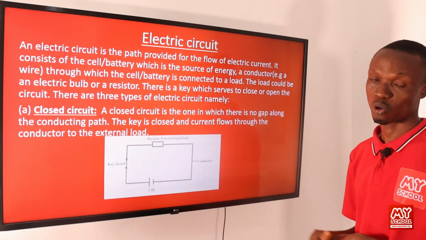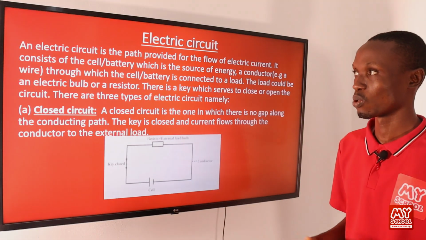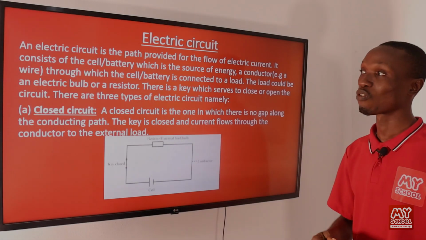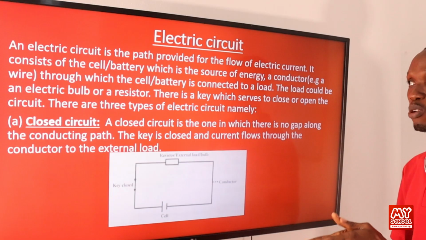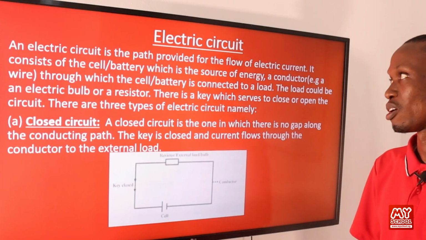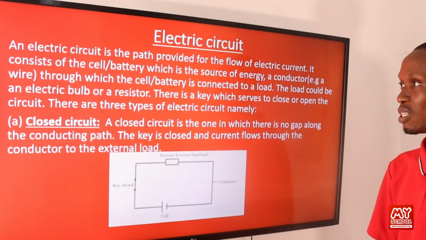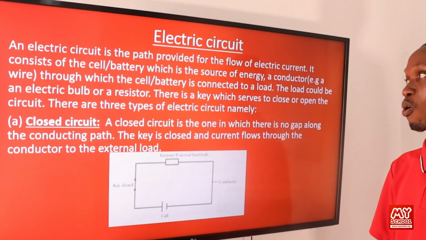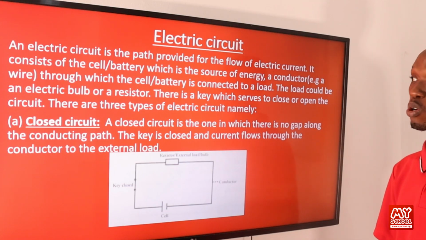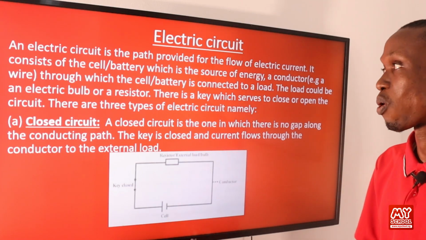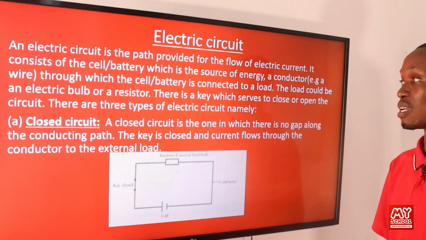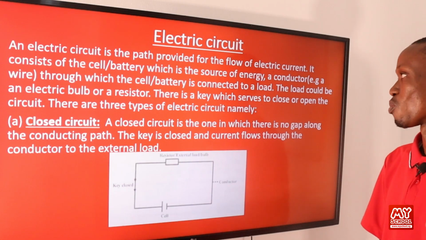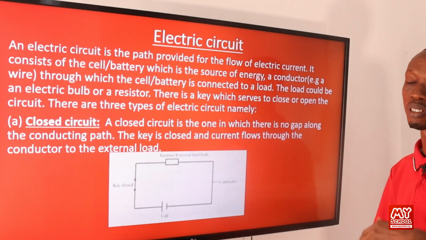Here we are going to be discussing electric circuit. An electric circuit is the path provided for the flow of electric current. An electric circuit consists of a cell or battery, which is the source of energy, then a conductor, e.g. a wire, through which the cell or battery is connected to a load. The load can be an electric bulb or a resistor. Then there is a key. The key serves as a switch, or another word for key is switch, which serves to close or open the circuit.